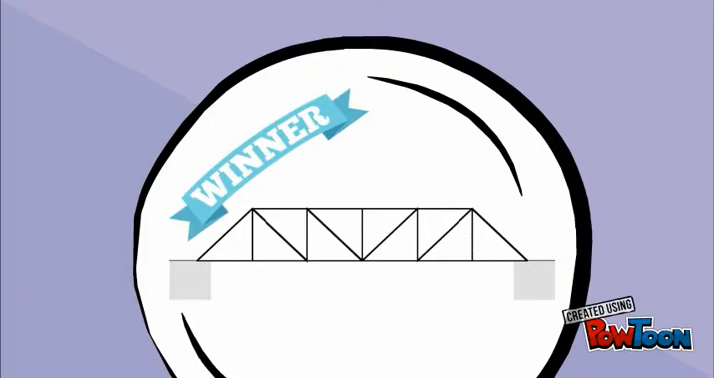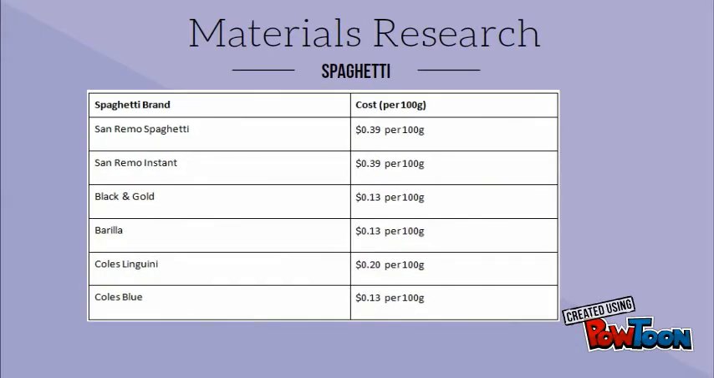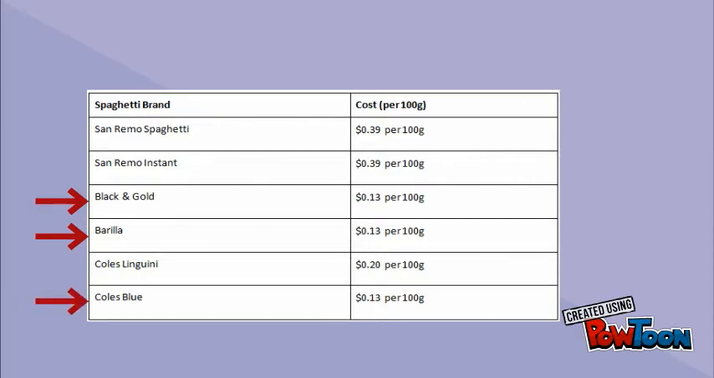After looking at the different options, we chose to select the Pratt Truss Bridge as our prototype design, as we saw it was a simple but effective choice for our aim in this project. When looking at the materials we were to use, we recorded both price and performance of a selection of different spaghetti brands. From this table it can be seen that Black & Gold Spaghetti, Barilla and Coles Blue came out on top as least costly.